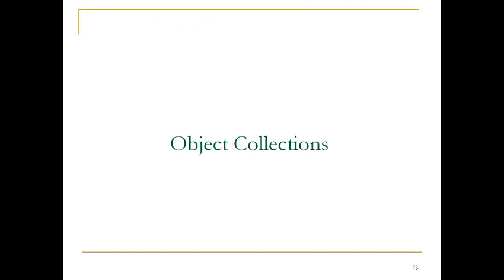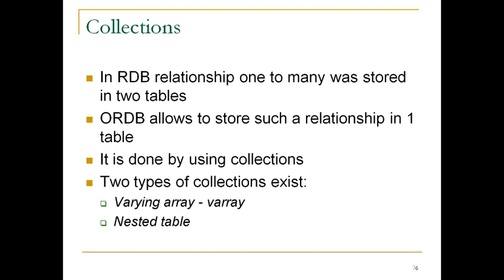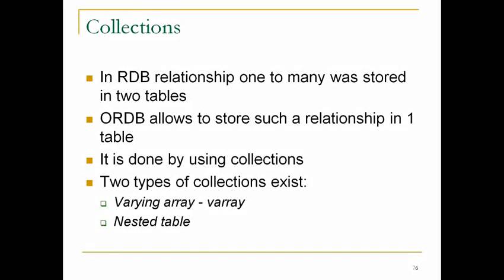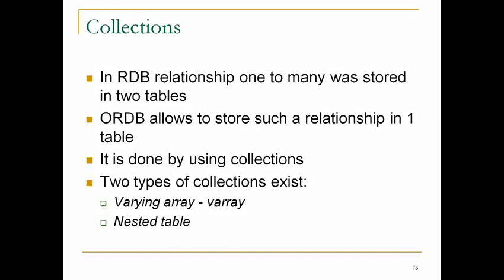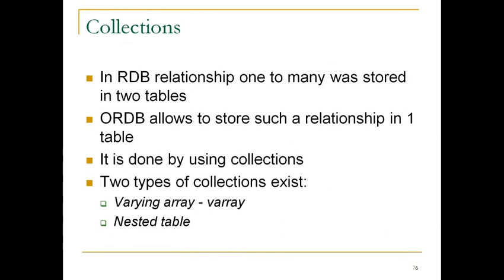The last big topic is collections. What does it mean? As Ilse already explained, one of the types of collections is this one. It allows us to store a one-to-many relationship in one table. In the relational database, one-to-many was created in two tables. This object thing allows us to store such a relationship in one table. And it is done in the following way. I'll give a brief illustration again.